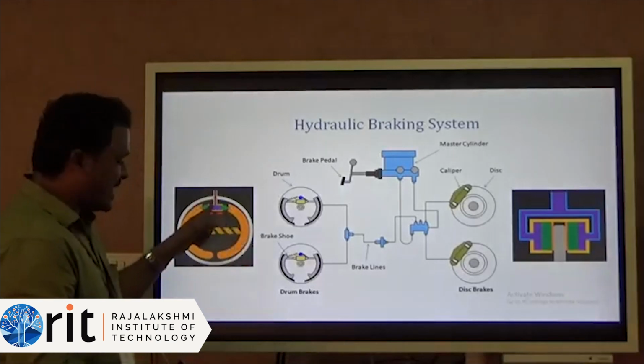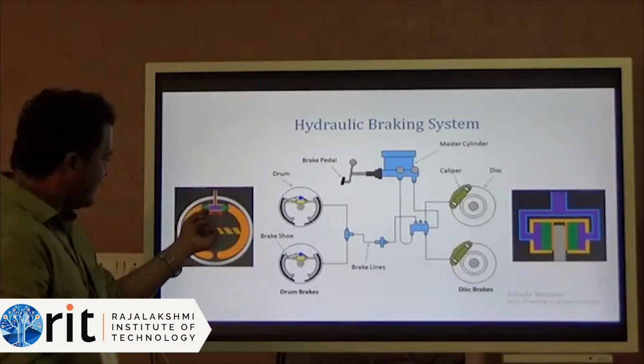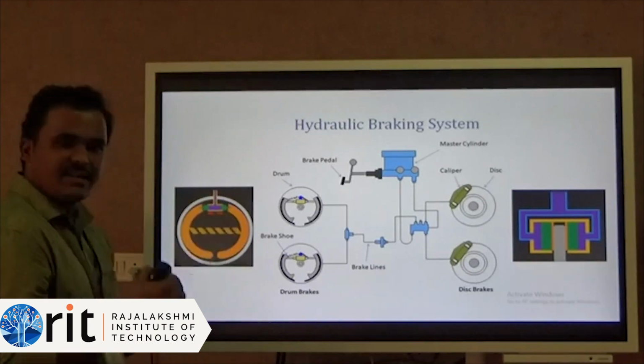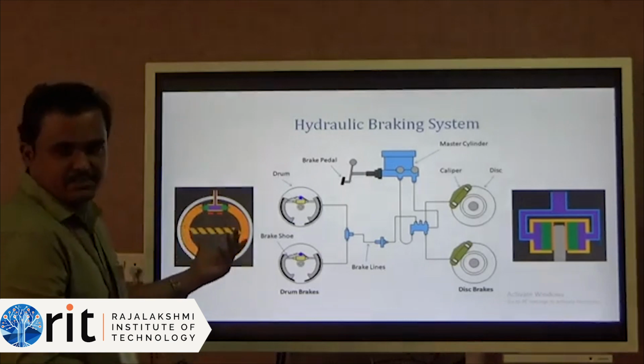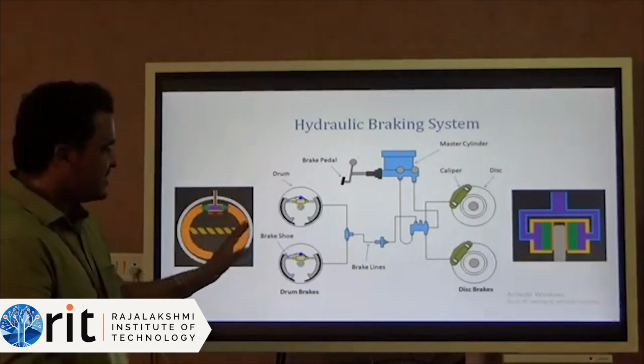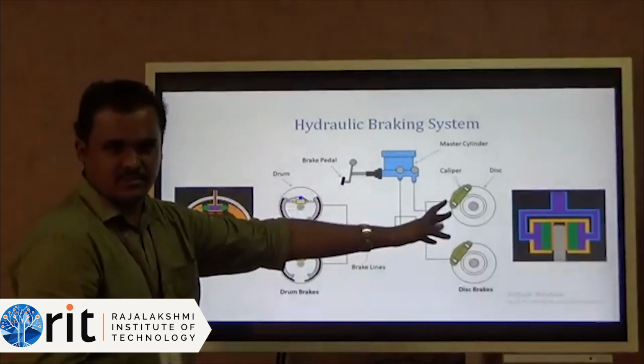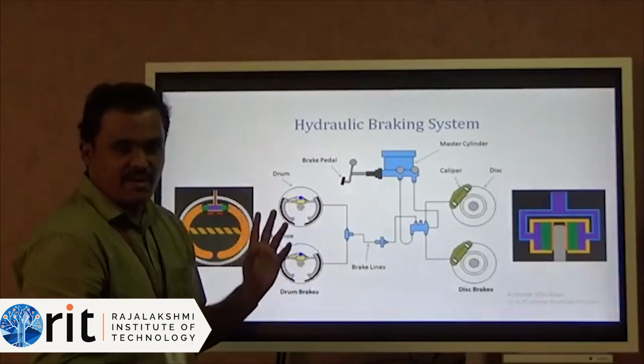The fluid will be coming. The violet color is the fluid line. The fluid will move the green piston to the right-hand side, so that the wheel can abruptly stop the drum system. So this is the hydraulic braking system for the drum brake, and this is the setup for the disc brake. So this is the hydraulic braking system.